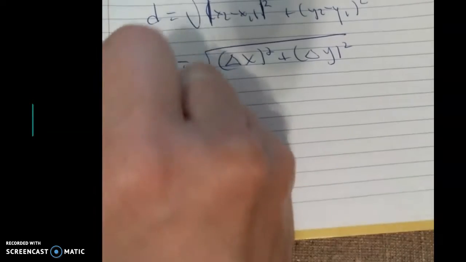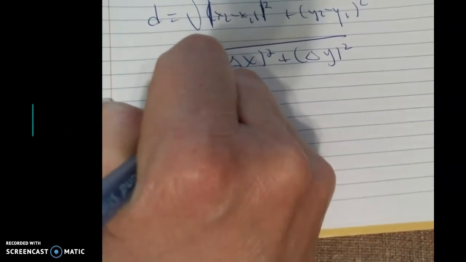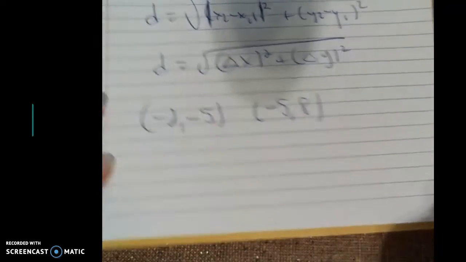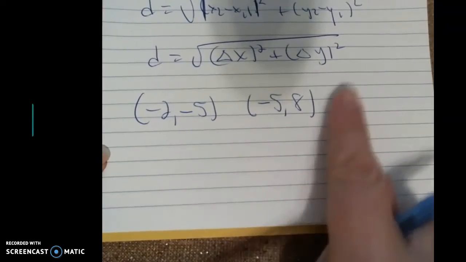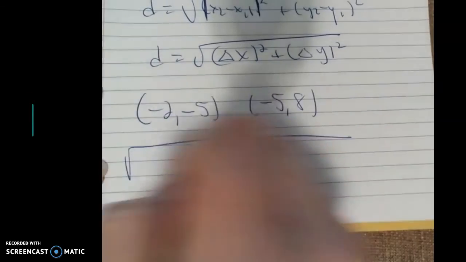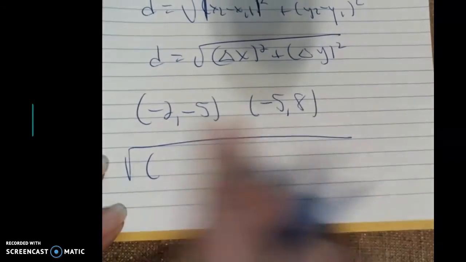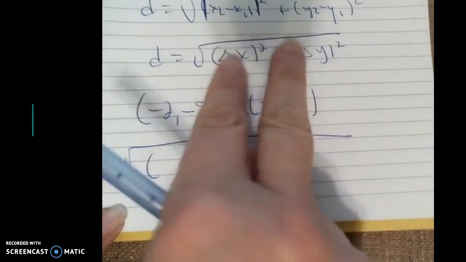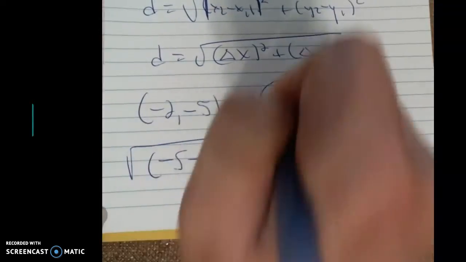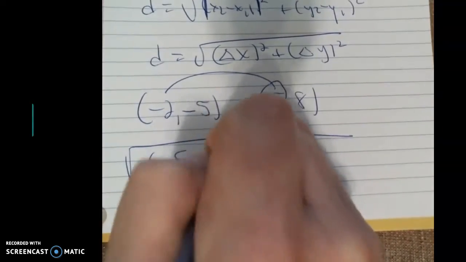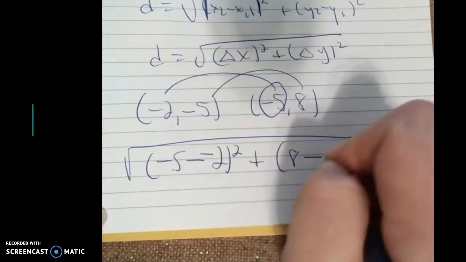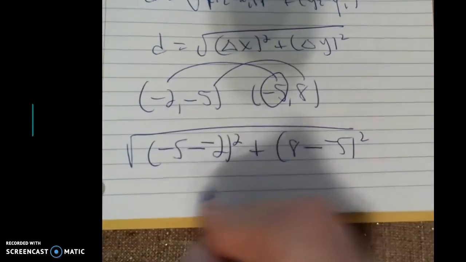So if I just have 2 points like -2, -5 and -5, 8 or something like that, and I want to know the distance between these 2 points, I could graph it and do Pythagorean theorem, or I could do the formula. And again, it doesn't matter if you do x's or y's, you can do either order. So I'm going to do x: -5 minus -2 squared plus 8 minus -5 squared.